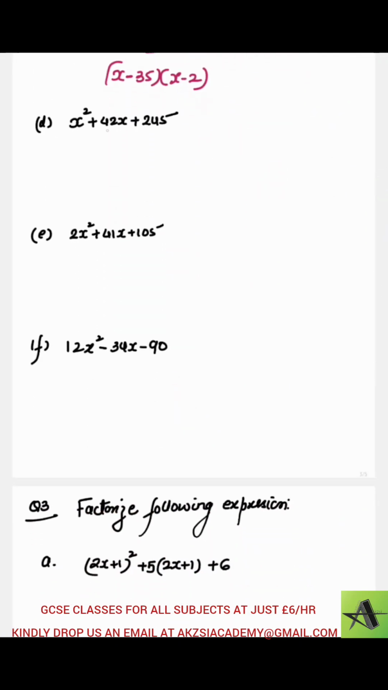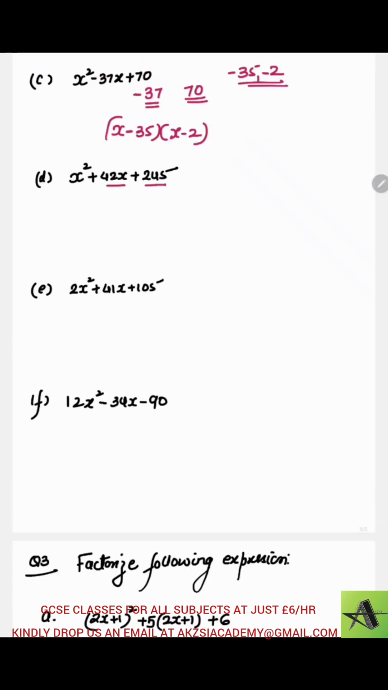Exactly. If they both are positive, clearly your two numbers are also positive. Product should be 245 and sum should be 42. You have to prime factorize 245 and then, by mix and match, you will get the two numbers. The two numbers are 35 and 7. So directly I can write x plus 35 and x plus 7. Moving on to the next one.